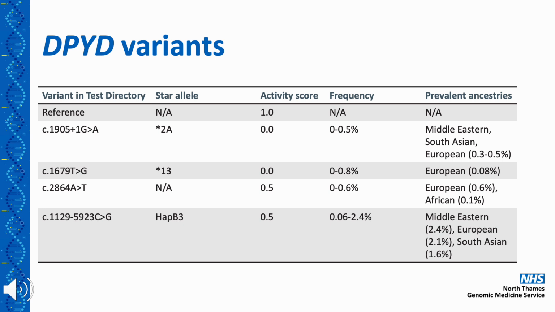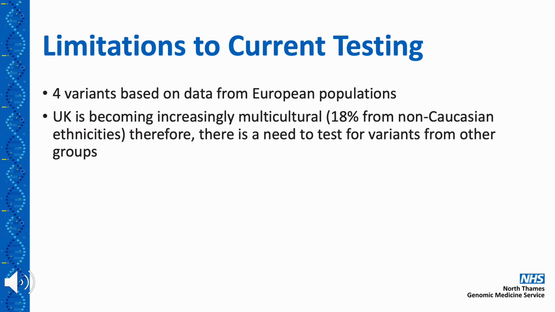Please note the frequency of these alleles and that some are more prevalent in certain ancestries. As you can see, Europeans feature as prevalent ancestries for all the variants, as this test was set up based on data from predominantly European individuals. As the 4 variants tested for are based on European populations, and the UK is becoming more diverse, there is an urgent need to ensure that our testing is relevant and equitable to everybody.